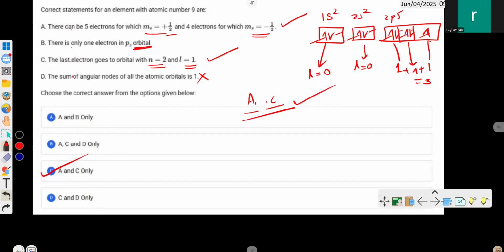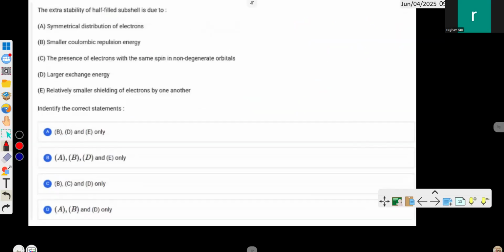Next, we'll move to the extra stability of half-filled subshell is due to: symmetrical subshell distribution of electrons, yes. Smaller Coulombic repulsion energy, yes. Presence of electrons with same spin in degenerate orbitals. These are all same energy orbitals. So whatever d orbitals that we are drawing, they are same energy orbitals, and he's saying non-degenerate orbitals.